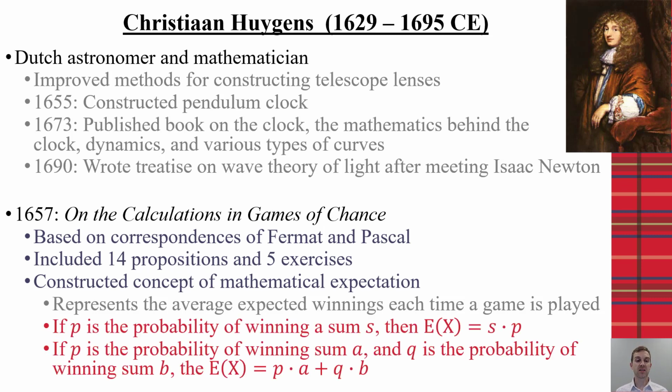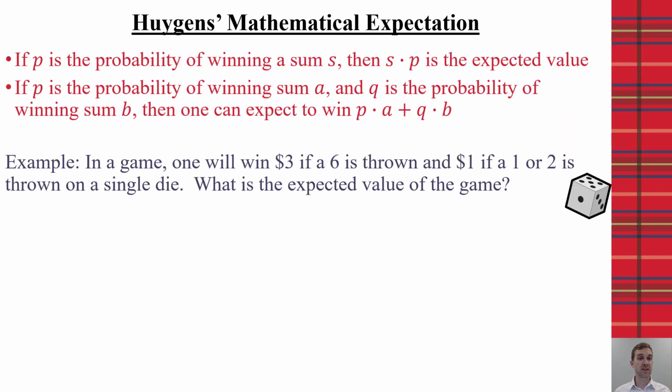So when we look at this, what he stated was that if P is the probability of winning a sum of S, then the expected value is going to equal S times P. Whereas if there's multiple ways to win, and there's multiple sums that can be won based on those probabilities, then we can get the entire expected value by adding them together, so that expected values are additive. Now let's look at an example here.